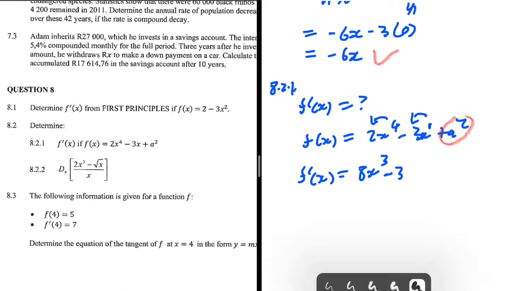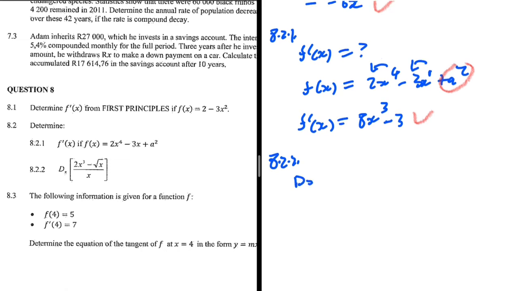So f prime of x is equal to 8x to the power 3 minus 3. A squared becomes 0 because it is a constant. Or at least we're not differentiating with respect to a. We're differentiating with respect to x. So a squared will be 0 because of that. Right, that is 8.2.1.